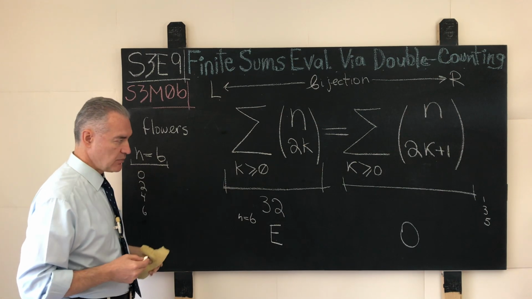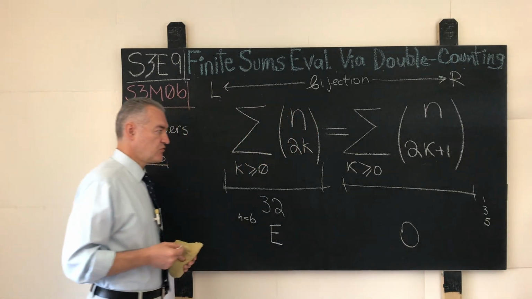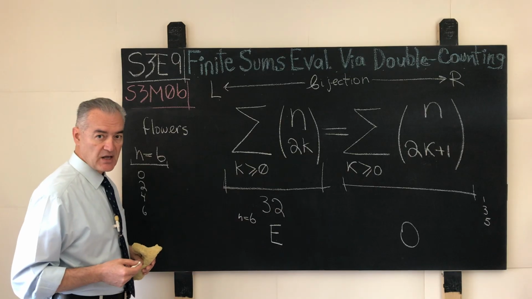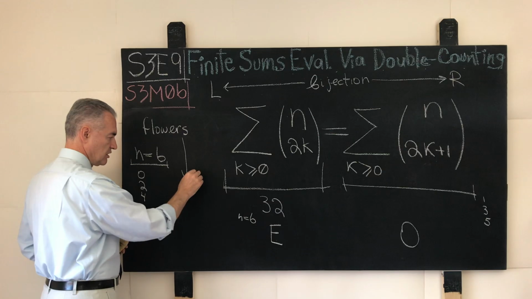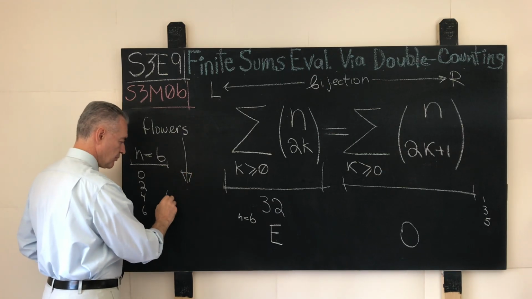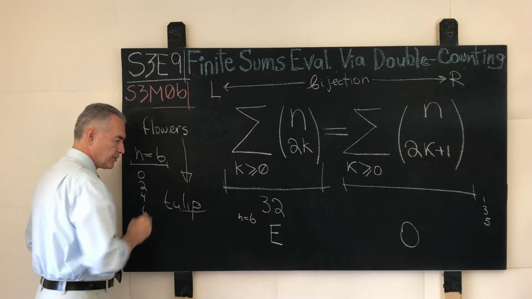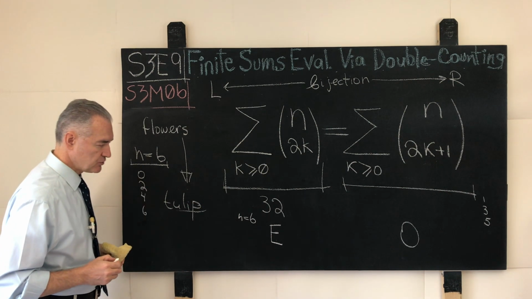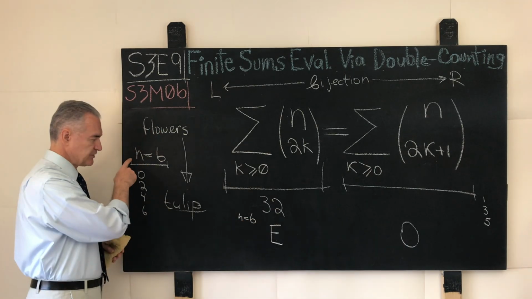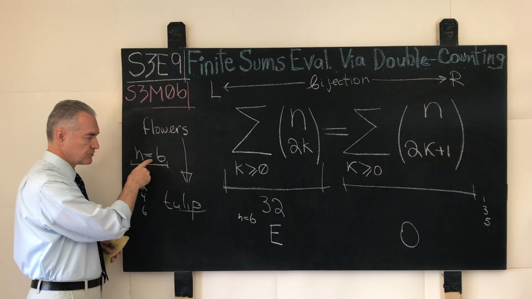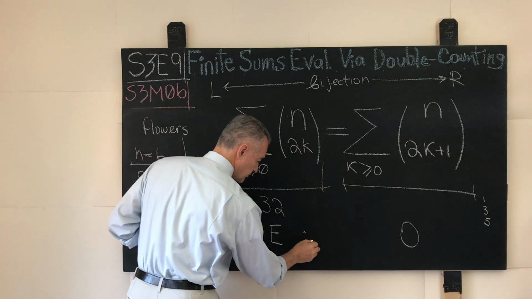And again, coming back to the idea of the more formal flavor of double counting for generating proofs, how do we establish a bijection between the set E and the set O? Well, that is quite straightforward to do. Let's say one of the flowers that we have at our disposal is called a tulip. So now we go back to our set E. We know it has, in this particular case of n equal to 6, 32 elements in it.